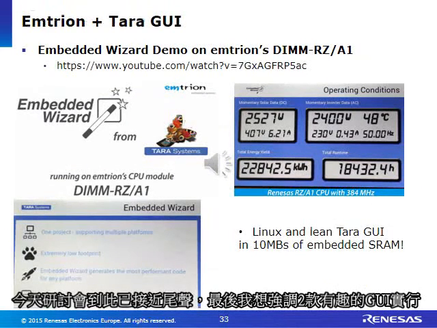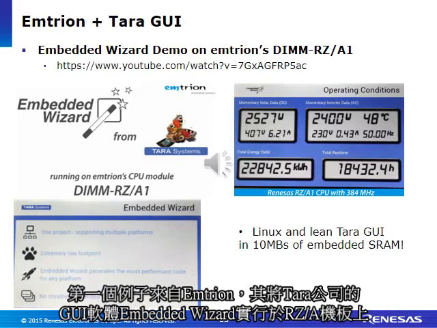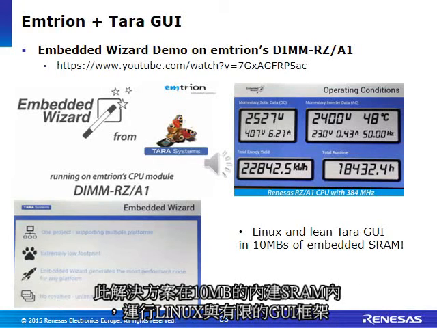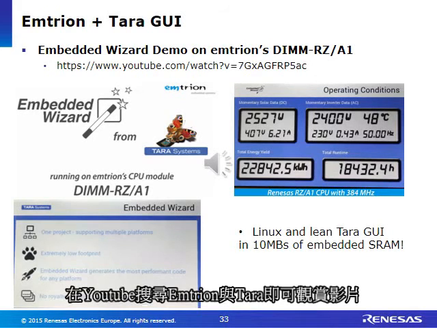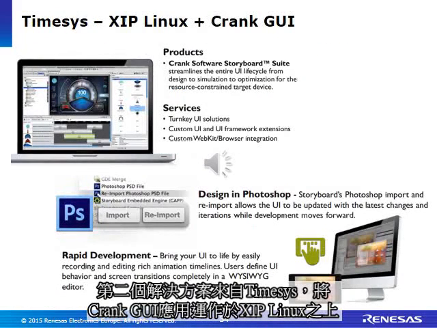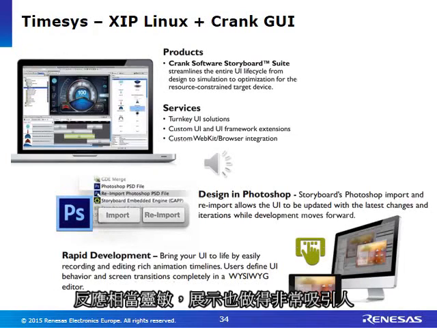I'm coming to the end of the presentation and would like to highlight 2 very interesting GUI implementations. The first example is an Embedded Wizard implementation of Tada's GUI running on a RZA board by Emtrion. The solution runs Linux as well as a lean GUI framework inside 10 megabytes of integrated SRAM. You can check this one out on YouTube by searching for Emtrion and Tada. And the second solution is a Crank GUI application running on an XIP Linux by Timesys with very good responsiveness. Very nice demo. Please have a look.